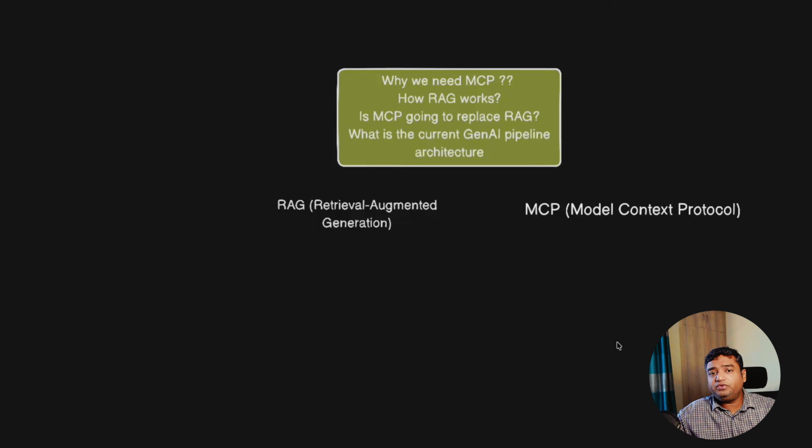So in this video we are going to talk about RAG and MCP. What's the difference between these two things, and what are the use cases where RAG can be useful, or the other use cases where MCP can be useful?